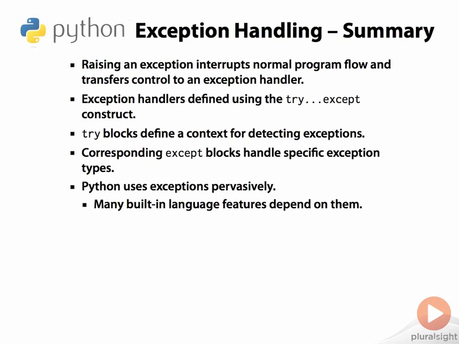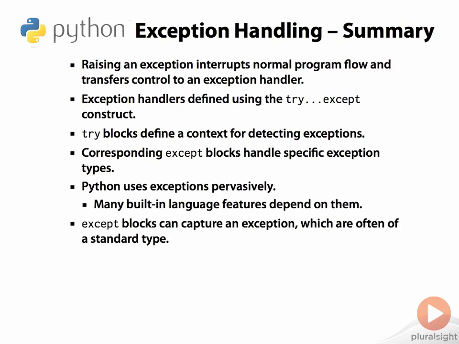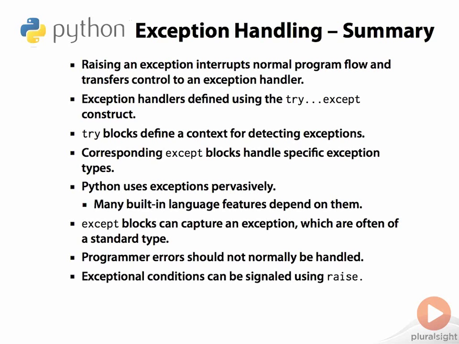Python uses exceptions pervasively, and many built-in language features depend on them. Except blocks can capture an exception object, which is often of a standard type, such as a value error, key error, or index error. Programmer errors, such as indentation error and syntax error, should not normally be handled. Exceptional conditions can be signaled using the raise keyword, which accepts a single parameter of an exception object. Raise without an argument within an except block re-raises the exception which is currently being processed.